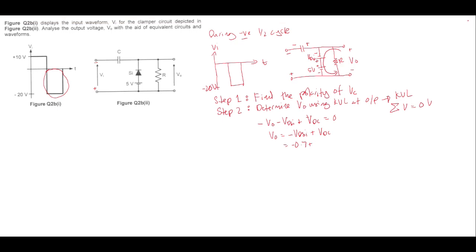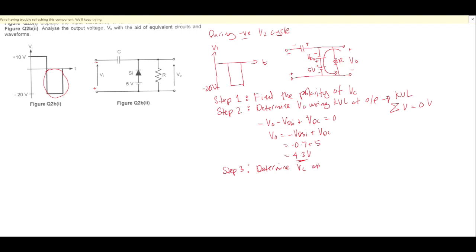Okay, plus VDC. VDC is given in the question as 5 volt. So here you will get 5 minus 0.7, which is 4.3 volt. Alright. Now we move to the next step, the final step for the negative half cycle. Step number 3: you need to determine the value of VC.